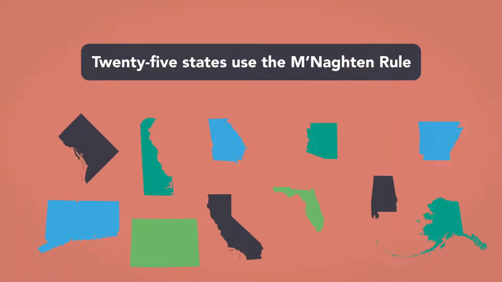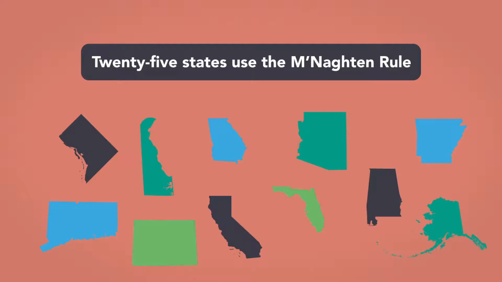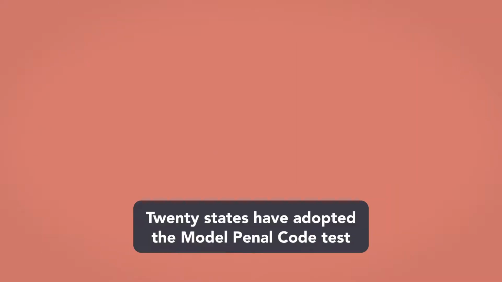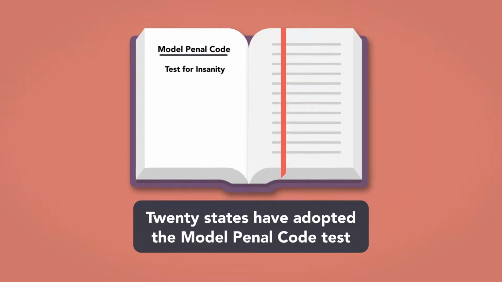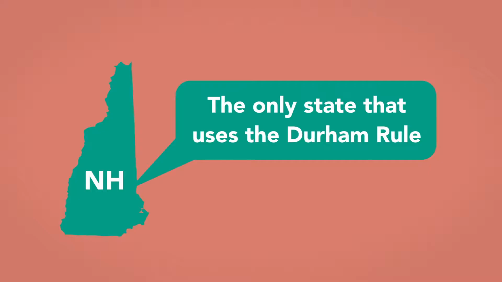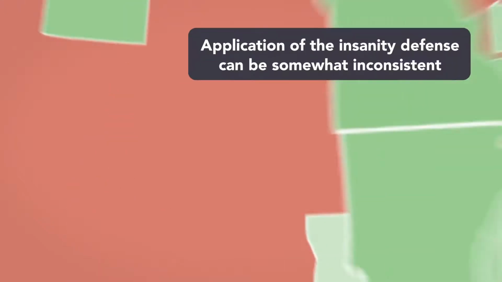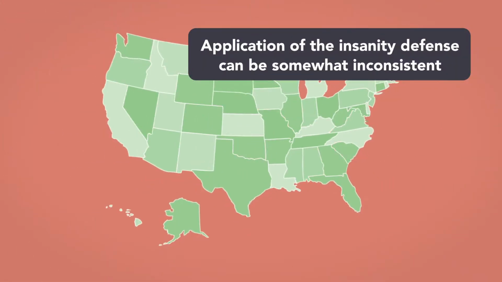25 states use the McNaughton Rule, and a few of those states also incorporate aspects of the irresistible impulse test into their insanity jurisprudence. 20 states have adopted the Model Penal Code test. New Hampshire is the only state that uses the Durham Rule. Even within the same jurisdictions, application of the insanity defense may be somewhat inconsistent.